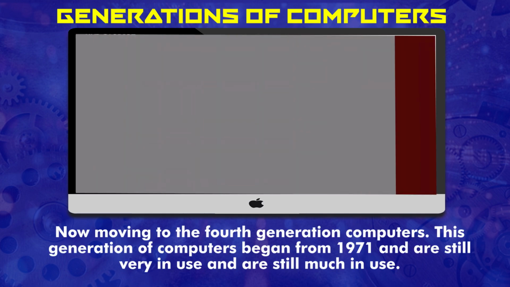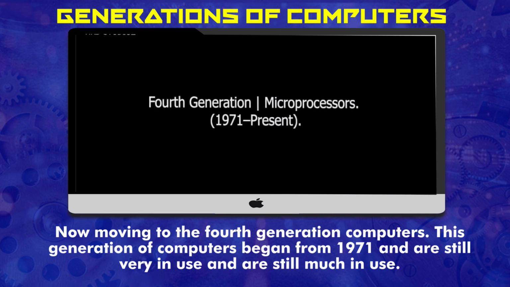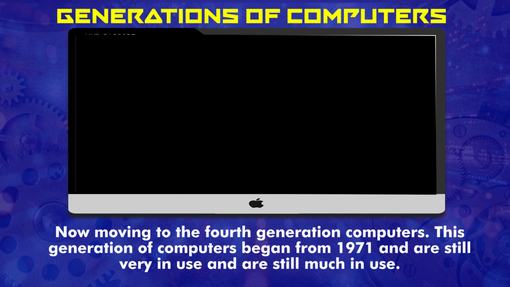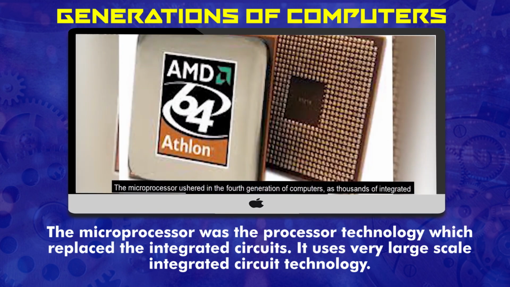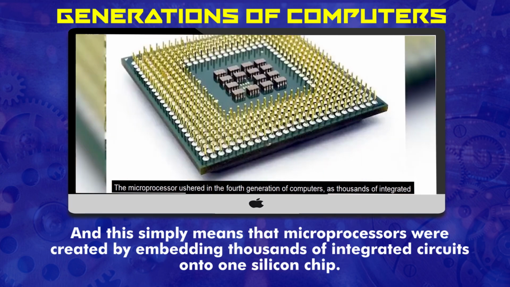Now, moving to the fourth generation computers. This generation of computers began from 1971 and are still much in use till now. The microprocessor was the processor technology which replaced the integrated circuit. It uses very large-scale integrated circuit technology, and this simply means that microprocessors were created by embedding thousands of integrated circuits onto one silicon chip.